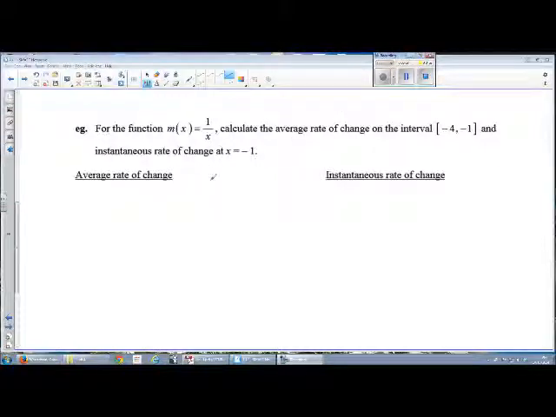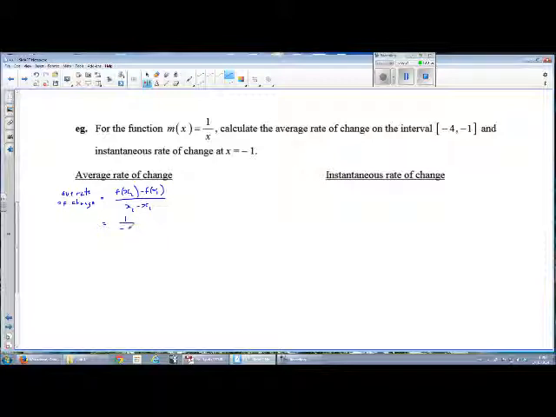Okay, so let's see how you did here. So the average rate of change, remember, the formula is f of x2 minus f of x1 all over x2 minus x1. So when you substitute in these values, we've got 1 over negative 1 minus 1 over negative 4 all over negative 1 minus negative 4.